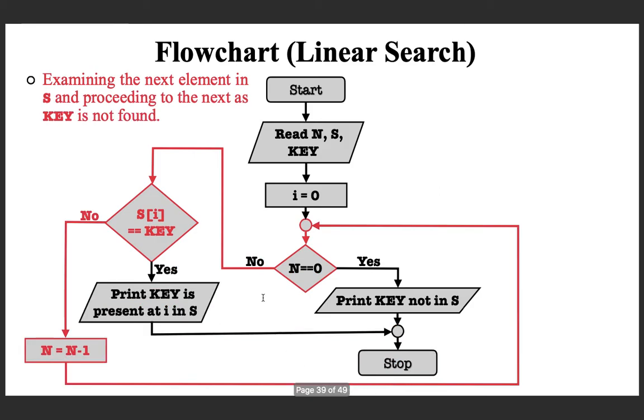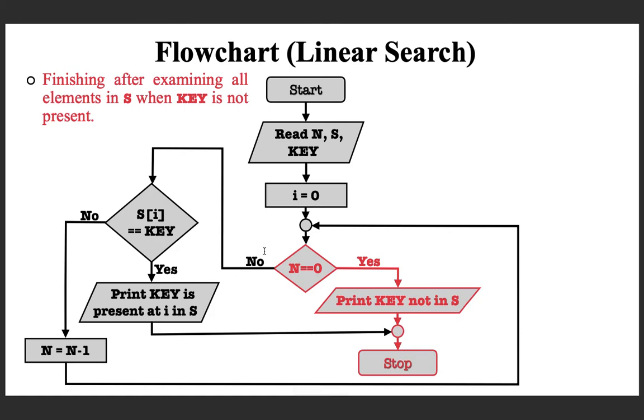Now the other case is when you are inspecting the next element and it is not the key that you are looking for. It's not the key, so you have to proceed to the next element. In this case as well, I need an increment operation for i. Sorry for that mistake, I will add it. You need n equals n minus 1 and i equals i plus 1 in this box. Please assume that I have i equals i plus 1 in this data processing block. So I am proceeding to the next one in this case.